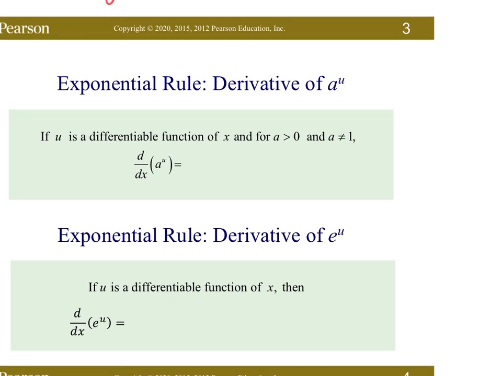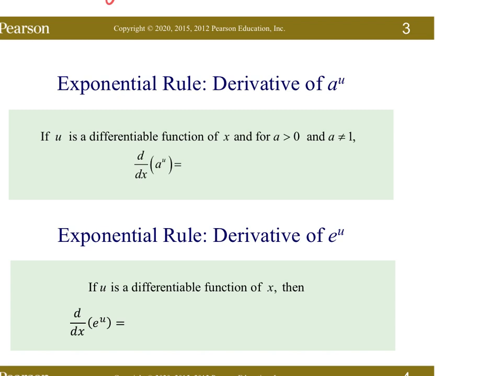So when the power is not a number, we need the exponential rule. Okay, that's the big difference. Is the power a number or not? If the power is a number, you use the power rule. If the power is a variable, you need the exponential rule. So if the power has an x in it, you need the exponential rule. And here's how the exponential rule goes.